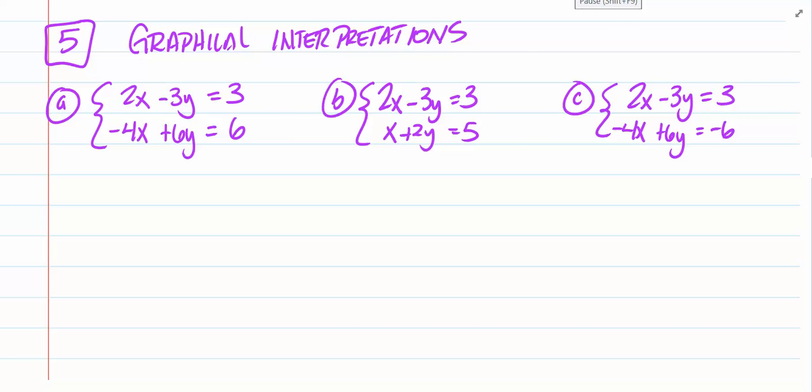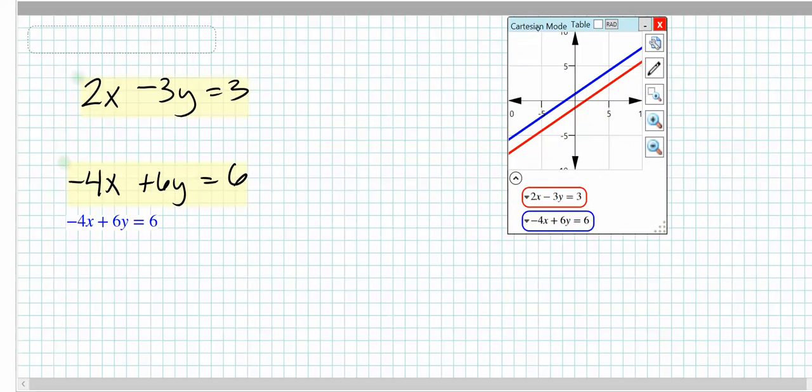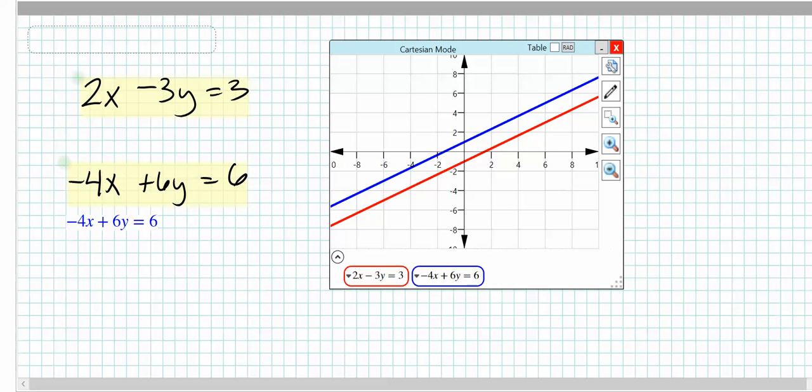Please do that. Gentlemen, you had this system in the front, right? You had 2x minus 3y equals 3, and then you had negative 4x plus 6y equals 6. So when you graph this, guys, what did you see? We saw parallel lines. So you saw 2 parallel lines. So you saw something that looks like this, right? Okay, what does this mean? Interpret.